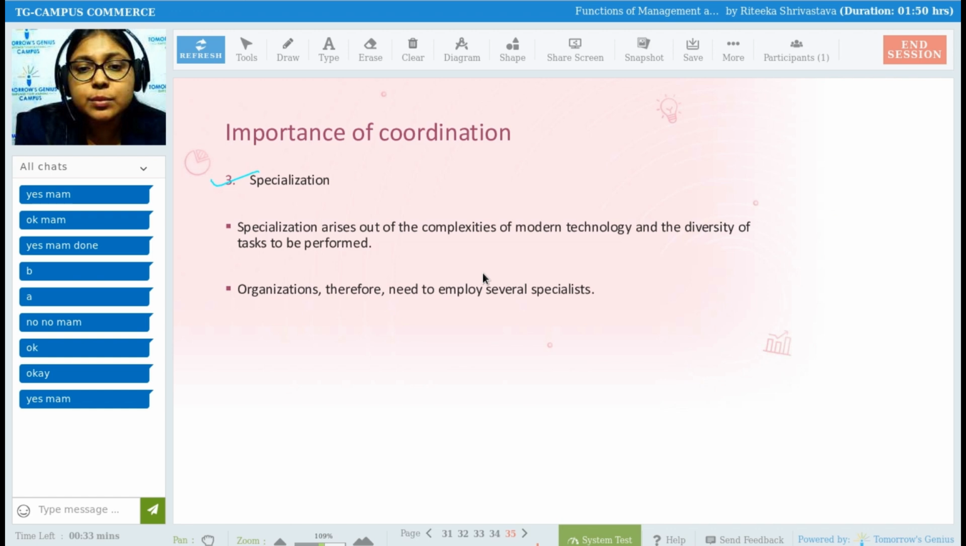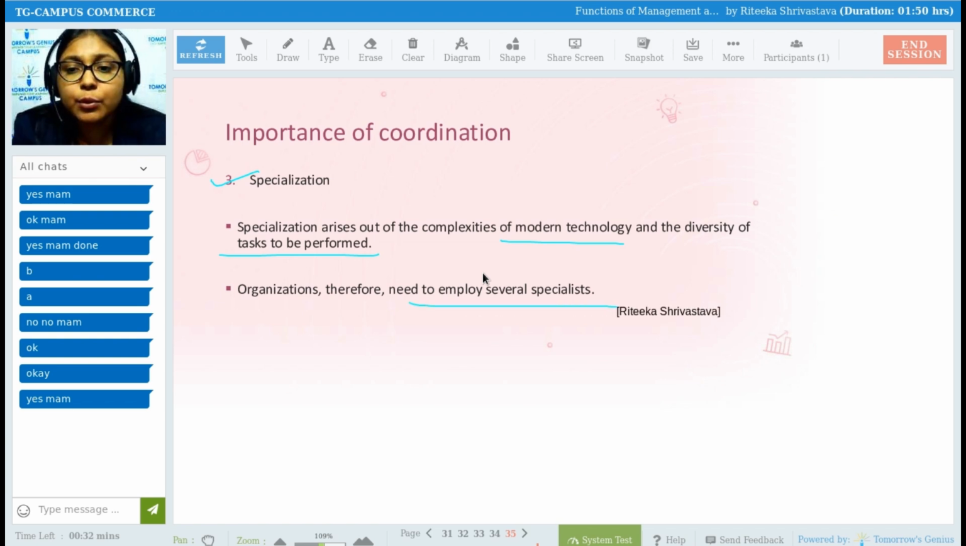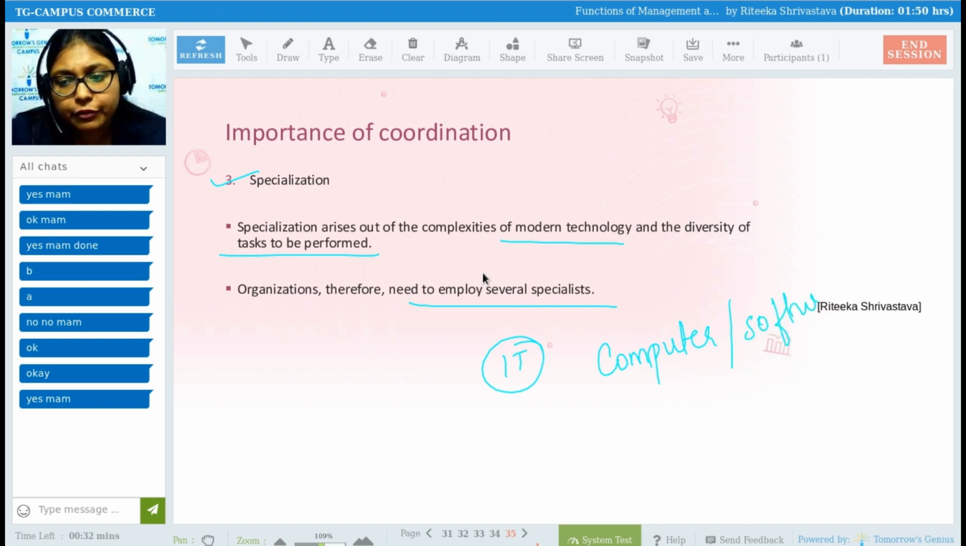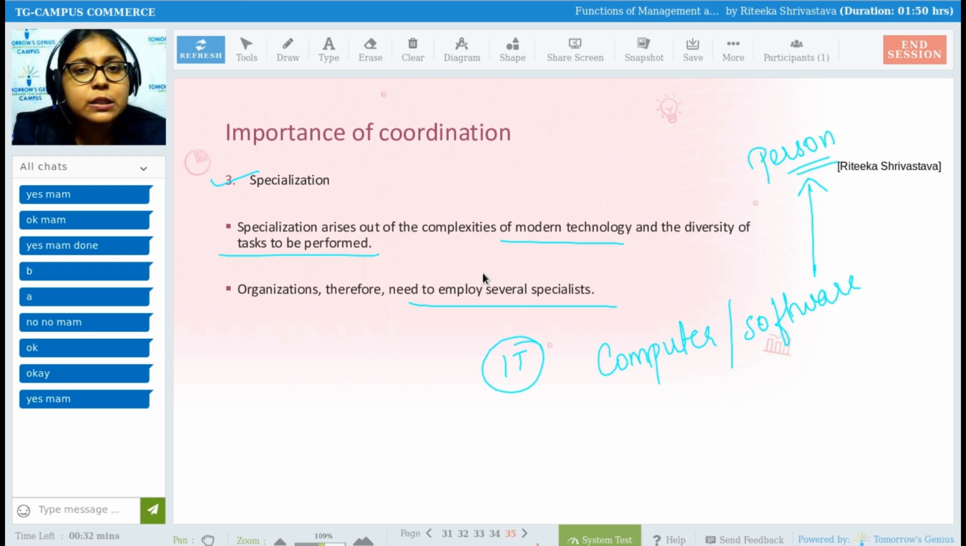Third is specialization. Specialization arises out of the complexity of modern technology and the diversity of tasks to be performed. Organizations need to employ several specialists. See, for doing a special kind of work, we need specialized people. Now, suppose you want to do any work related to IT, that is information technology, or in a simple sense related to computers or software. It is but obvious that I am going to require a specialist who has done his specialization in software, who has learned about software.